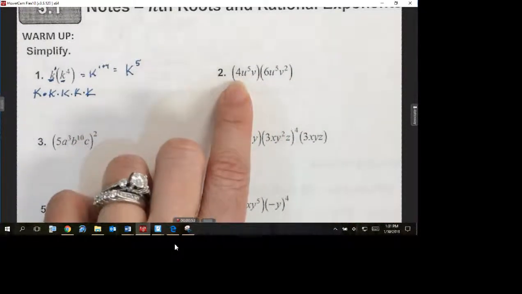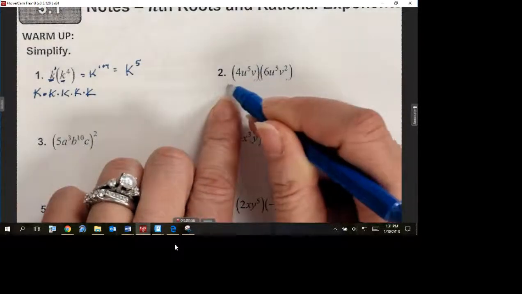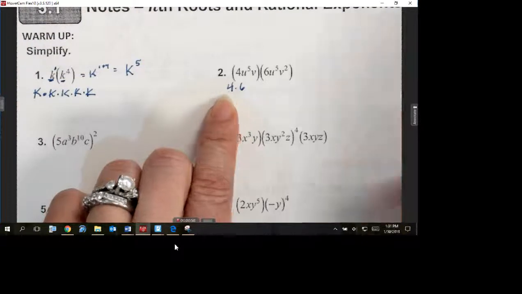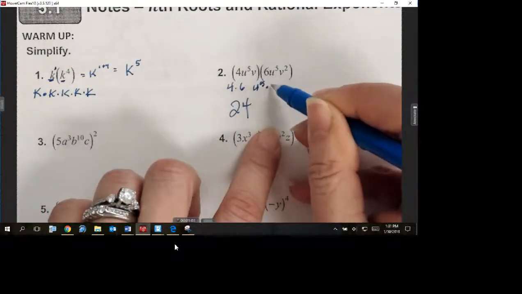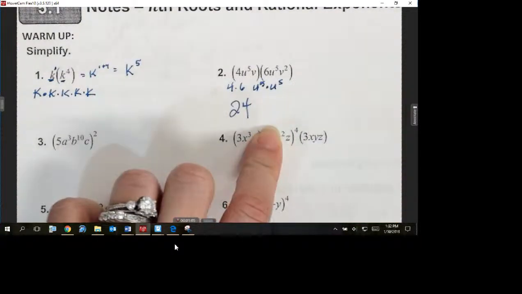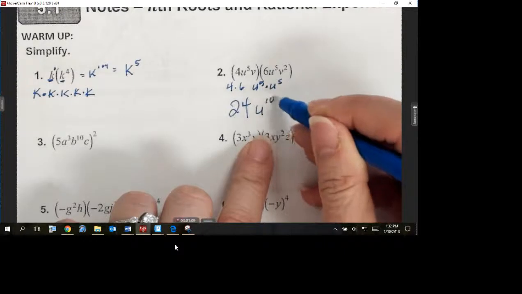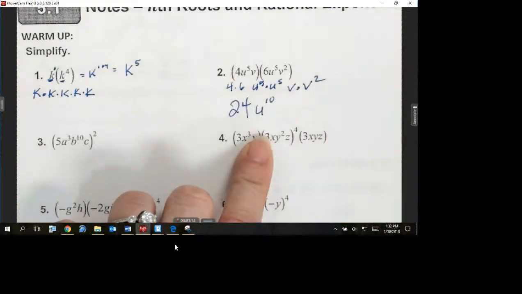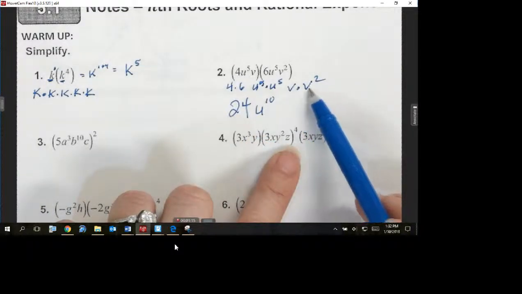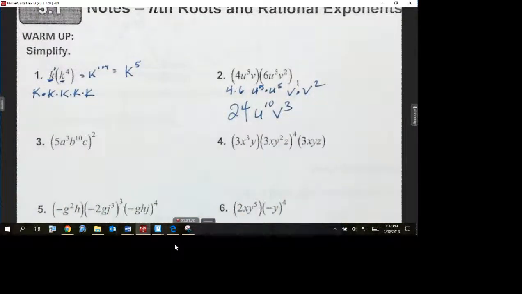Number 2, we are multiplying. So you're going to multiply things that you can multiply together, like 4 times 6. You're going to multiply together u to the 5th times u to the 5th. And when you multiply same bases, you write that same base and you add their exponents. We're going to multiply v times v squared. Same bases, write that base, add the exponents. I get 24 u to the 10th, v to the 3rd.